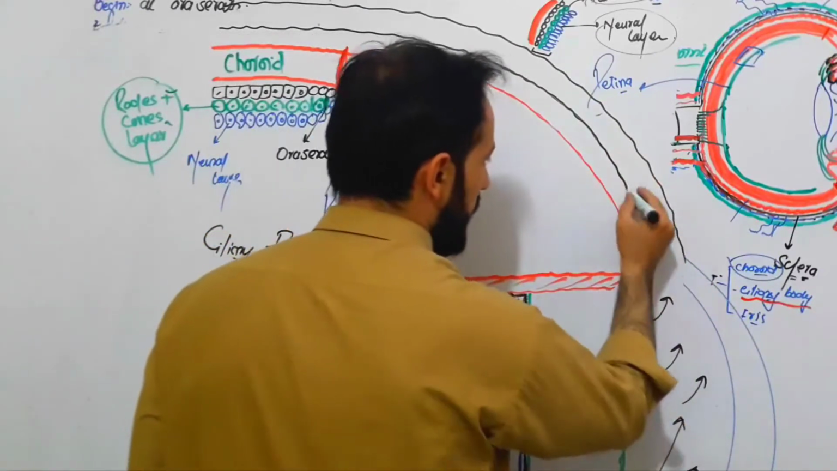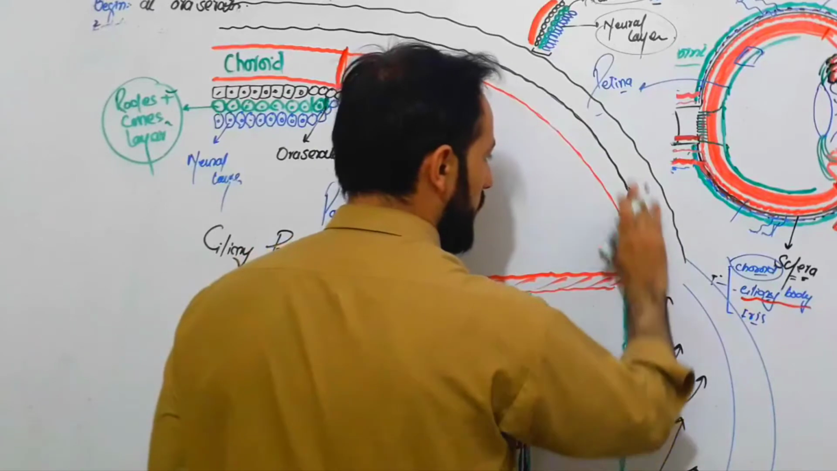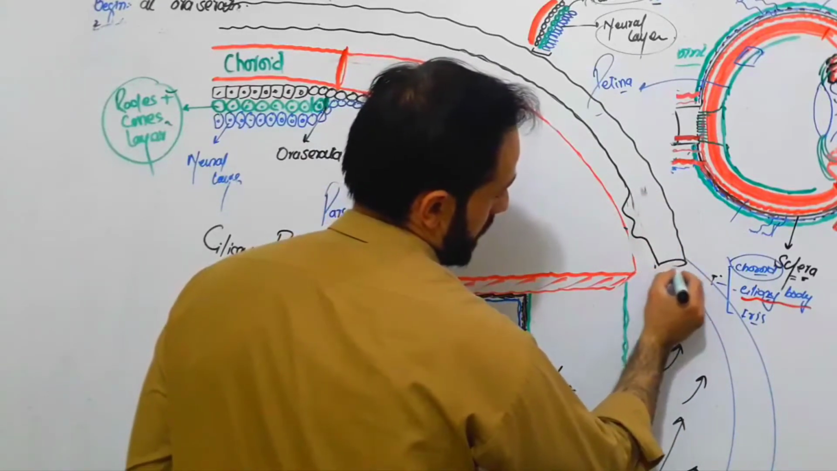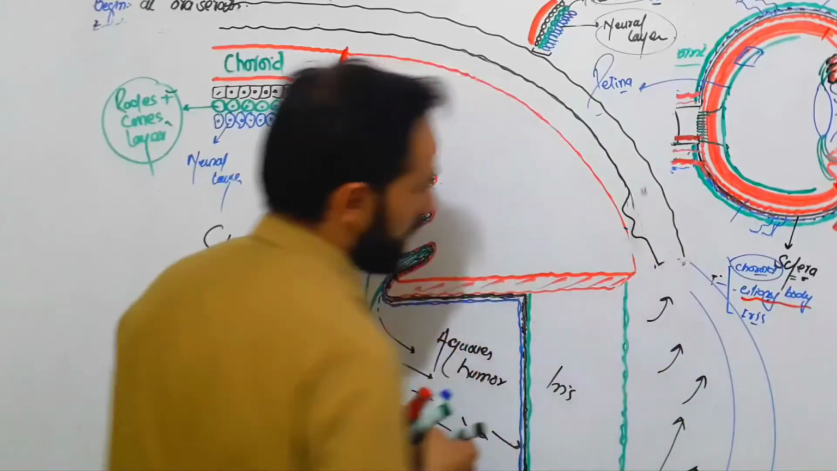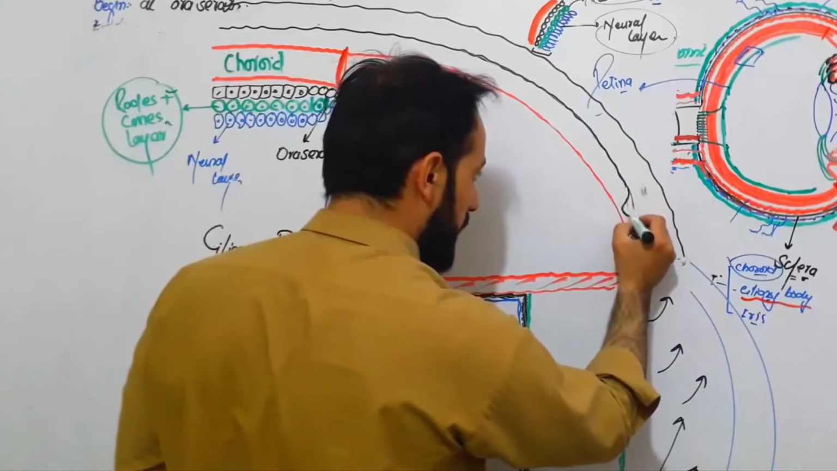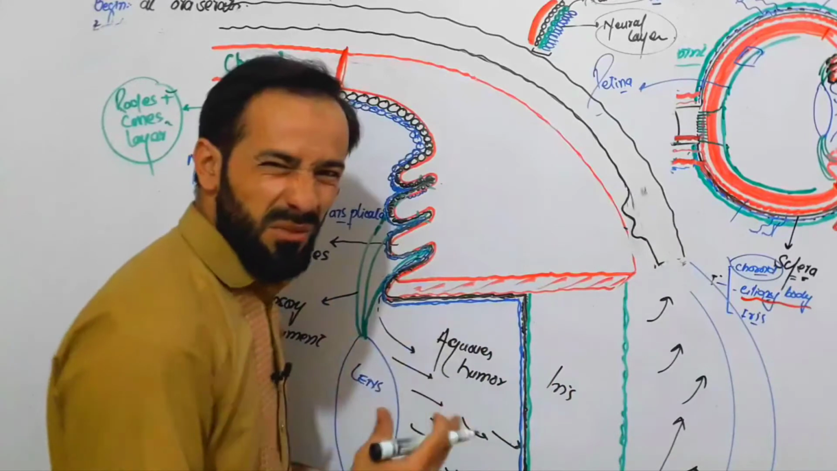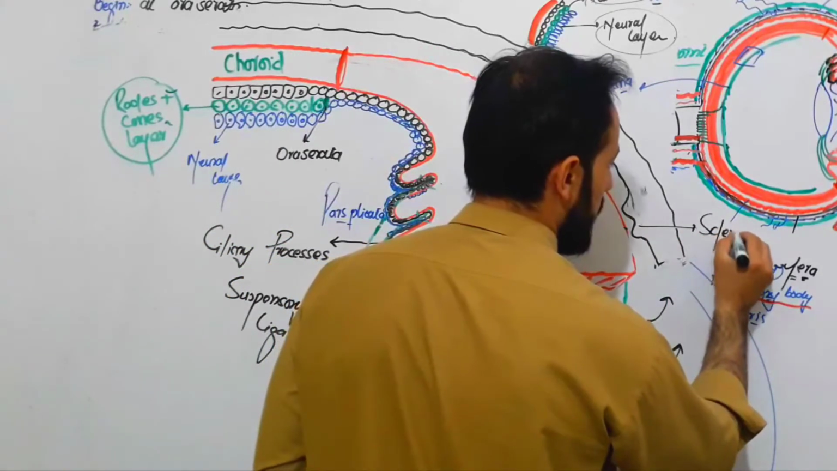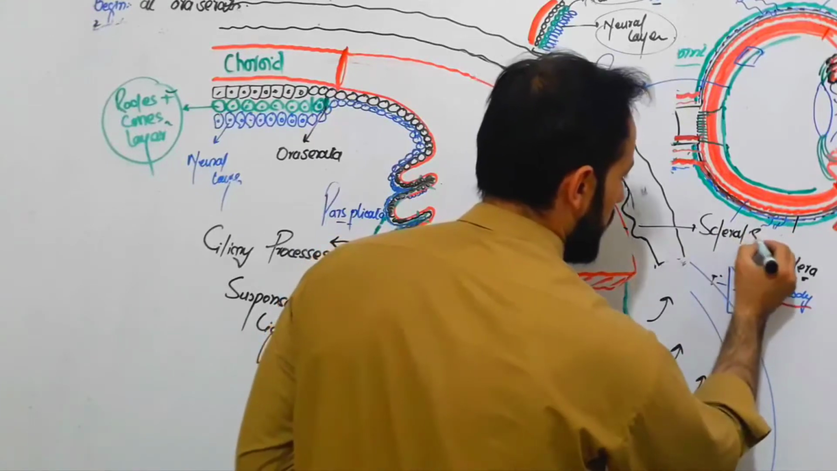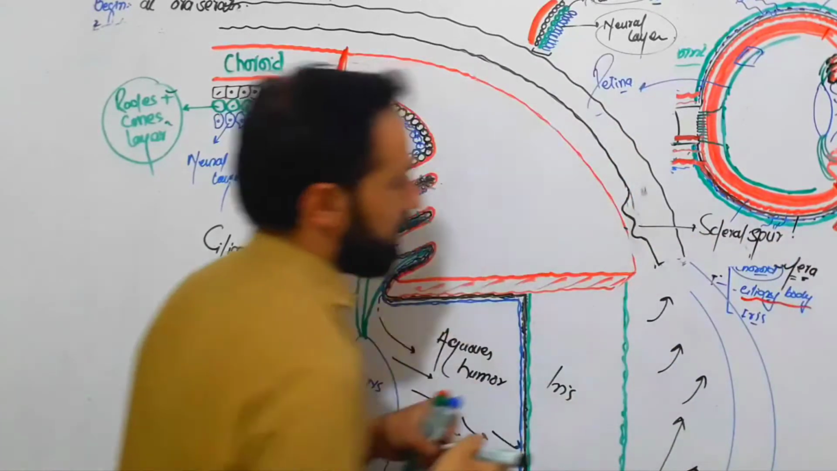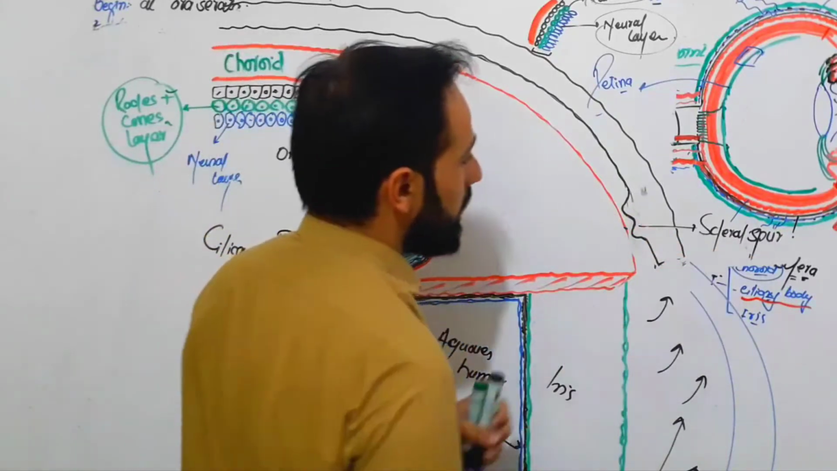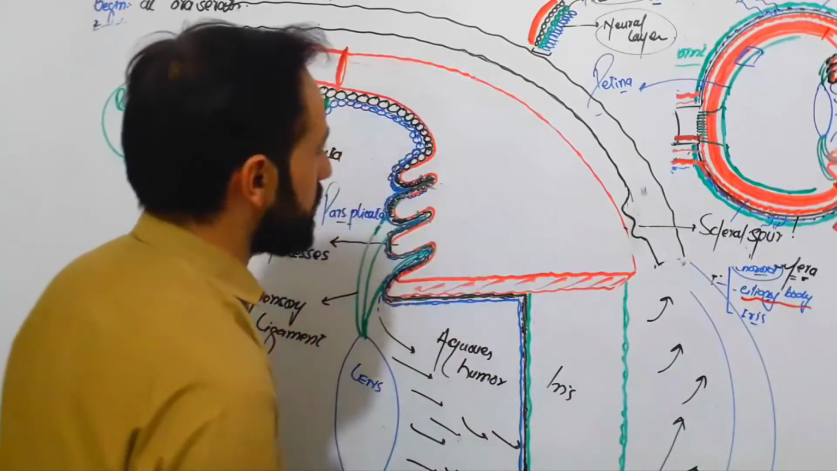At this point, the sclera is going a little bit inward like this, right? This is the sclera. This point where the sclera becomes a little bit rough is called the scleral spur, right? And this is a very important point. I will discuss it later. The scleral spur, what is the important point about it?